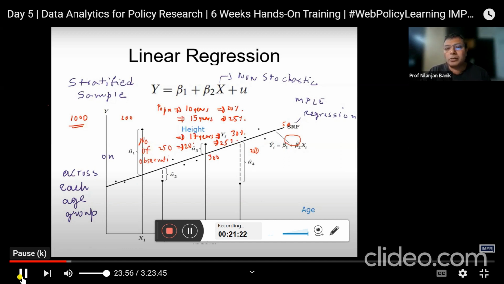But if you're randomly collecting, which is not following stratified sampling, then of course what you're saying is correct. But ideally, you should follow a stratified sampling procedure.